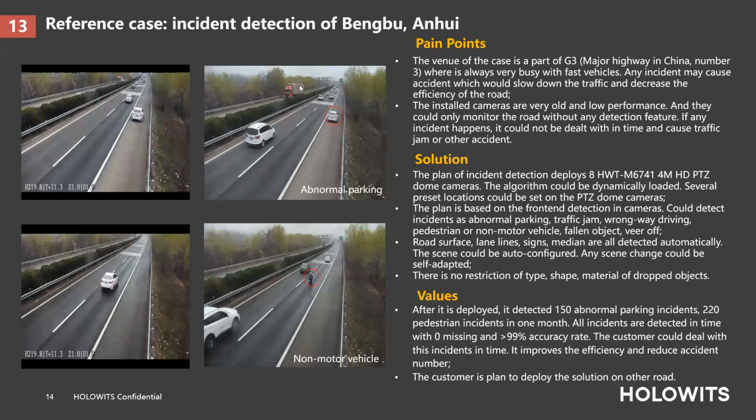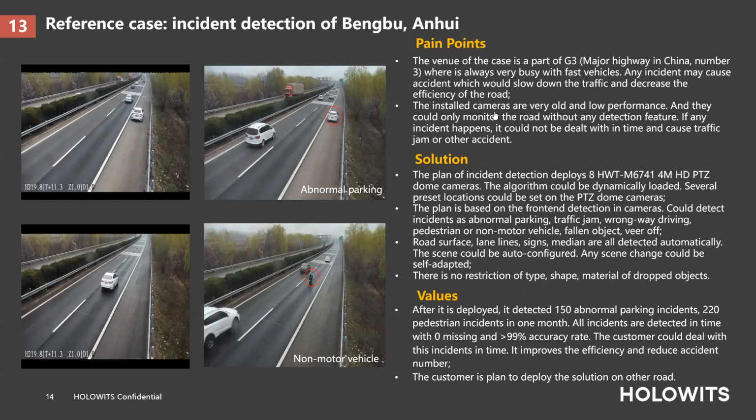This is a reference case of incident detection on a highway. The pain point of this highway, the venue of this case, is a part of Highway Number 3, which is always very busy with fast vehicles. So any incident may cause accidents, which will slow down the traffic and decrease the efficiency of the road.